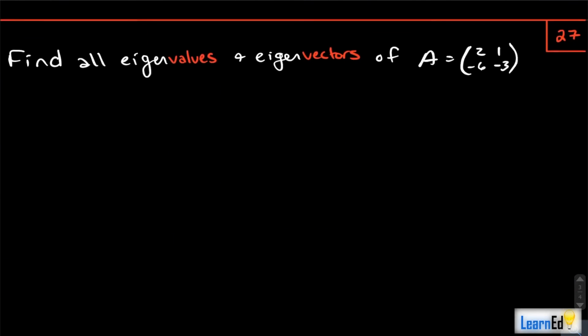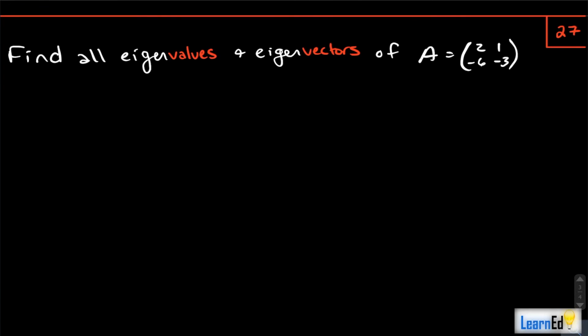So now we're going to move on to problem 27, which is asking us to find all eigenvalues and eigenvectors of our 2 by 2 matrix A, which is 2, 1, negative 6, negative 3. Okay, so now we're actually going to have to start off with that Ax equals lambda x and figure out how we actually find our eigenvalues, and then we're going to find our eigenvectors off of those eigenvalues.